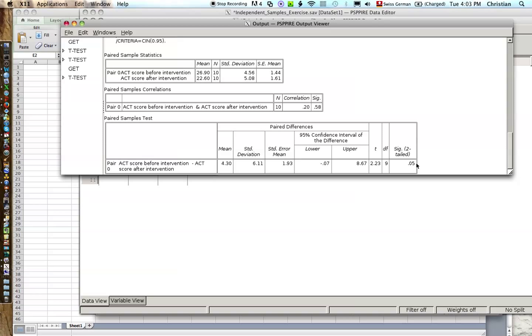At 0.05. 0.05 is still not smaller than 0.05. Right? So we still would not accept the alternative, would still retain the null. So we'd still say this is not a significant result. Very close, about as close as you can get, but we would still retain the null and say that there's no difference before and after. So this was the paired samples t-test.